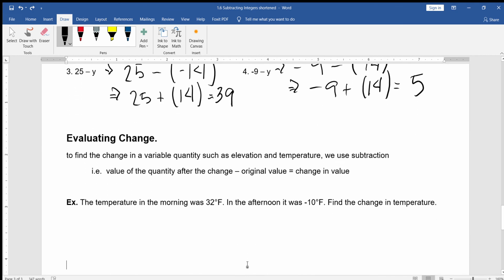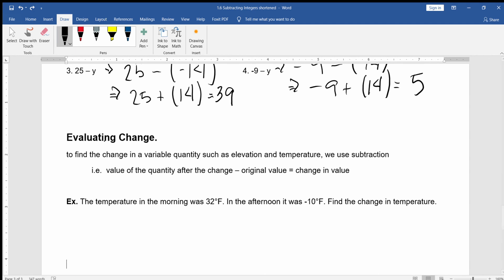Evaluating change. Evaluating change is we're going to find change in variable quantity such as temperature and elevation. So what do I mean by that? Well, we're just going to subtract the value of the quantity after the change minus the original value, and you'll get the change in value. You can do this to find your discount. Most of the time you'll probably just use it to find the difference between the temperature.